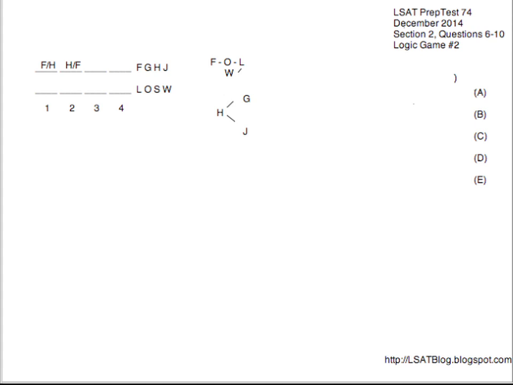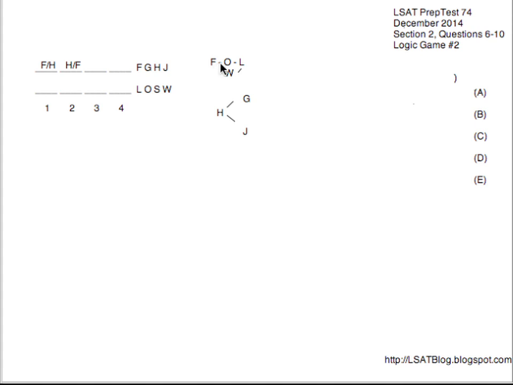We've got the first rule that O and W are both before L, so I laid out O and W each before L. We know that F is before O, so I automatically combined those. We also have the final rule that H is before both G and J. Now we can make some inferences based upon this.